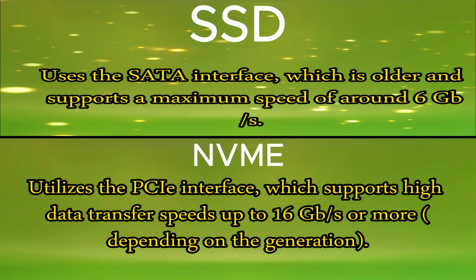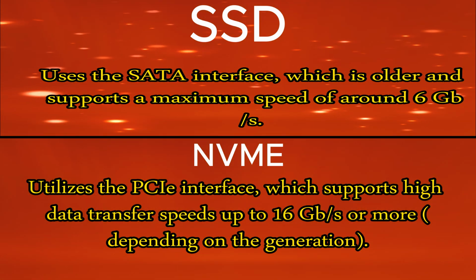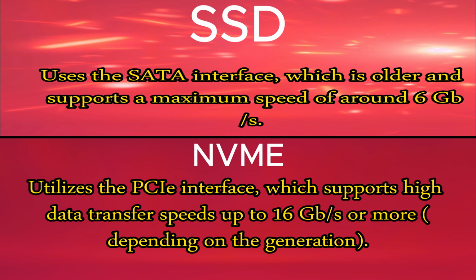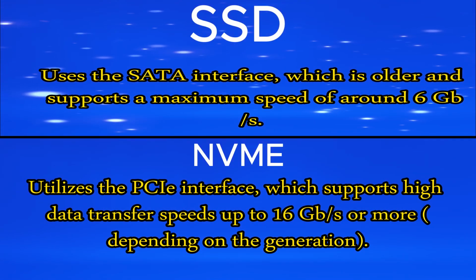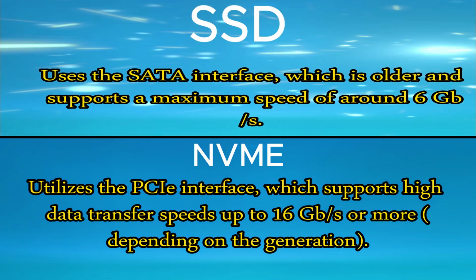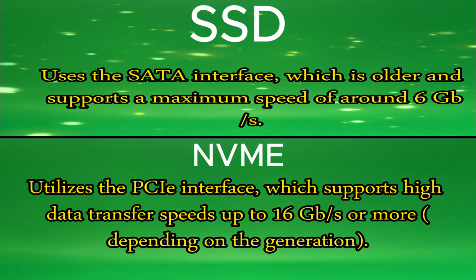3. Interface. SSD, SATA, uses the SATA interface, which is older and supports a maximum speed of around 6 gigabits per second. This type of drive is often used when you need large storage capacity but don't need extreme speed.